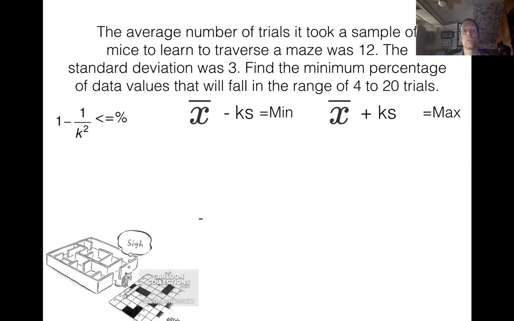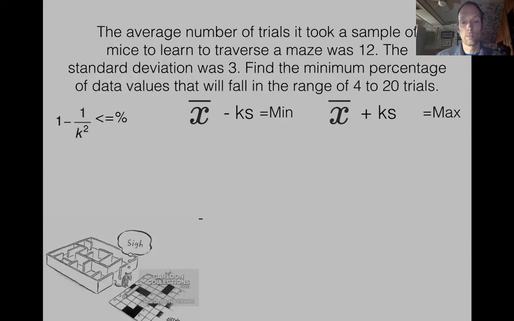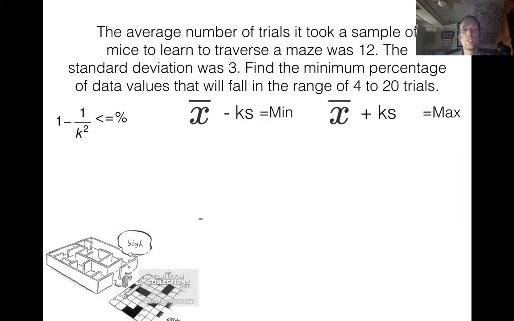Okay, let's do another question. And I need to move an item out of my vision on the screen here. Okay, great. So take a minute to read through the question.